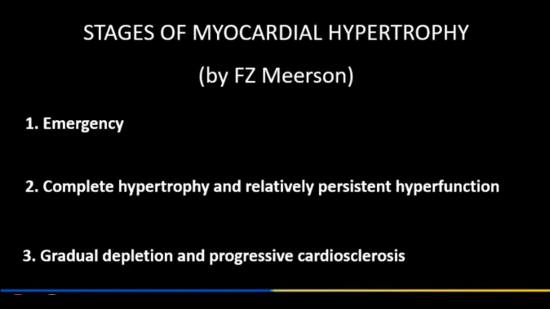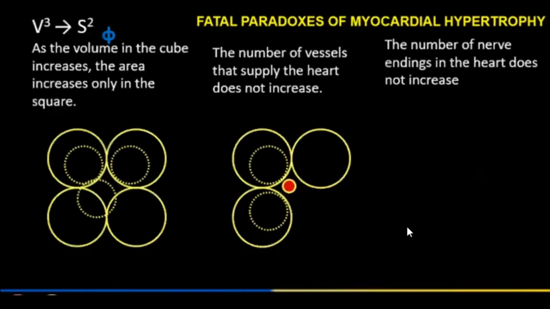Stages of myocardial hypertrophy by Meerson: emergency, complete hypertrophy and relative persistent hyperfunction, and gradual depletion and progressive cardiosclerosis. Fatal paroxysms of myocardial hypertrophy: first of all, as the volume in the cube increases, the area increases only in the square.